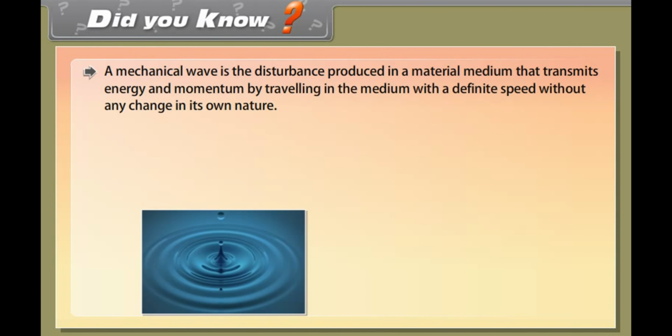Did you know? A mechanical wave is the disturbance produced in a material medium that transmits energy and momentum by traveling in the medium with a definite speed without any change in its own nature.